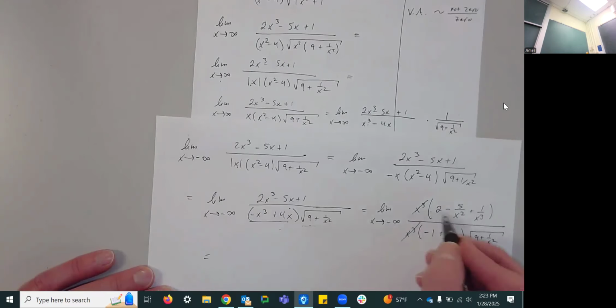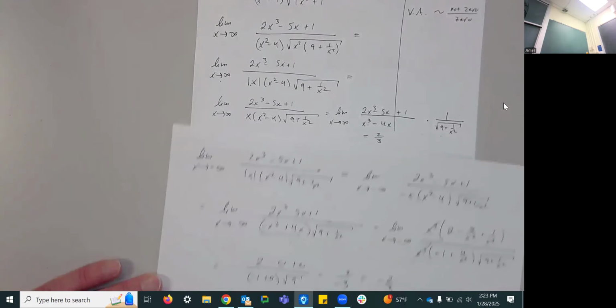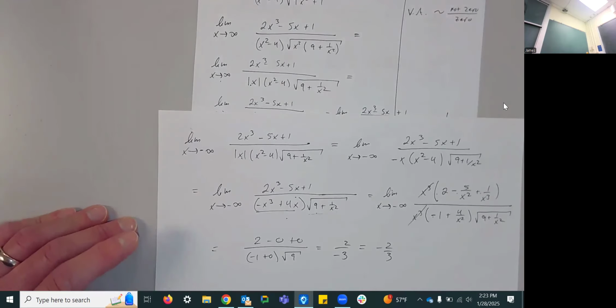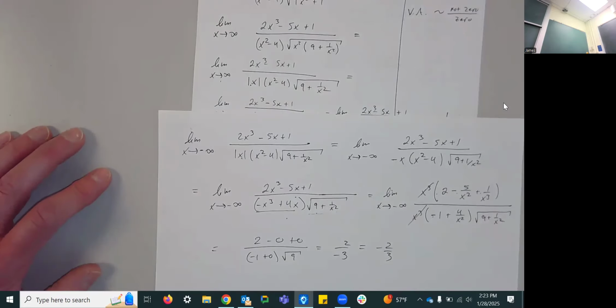And we get 2 minus 0 plus 0 over negative 1 plus 0 times the square root of 9, which ends up being 2 divided by negative 3, which is negative 2/3, unlike the previous answer, which was positive 2/3. So this does have two different horizontal asymptotes.